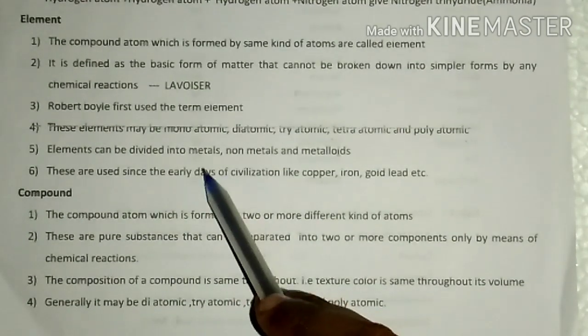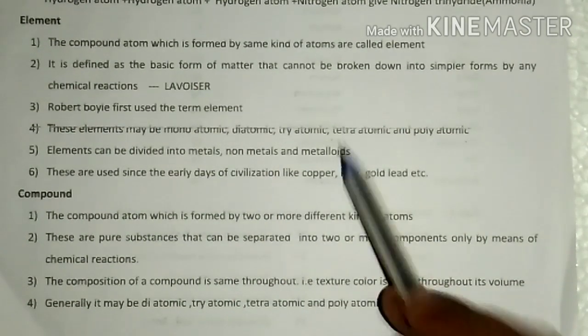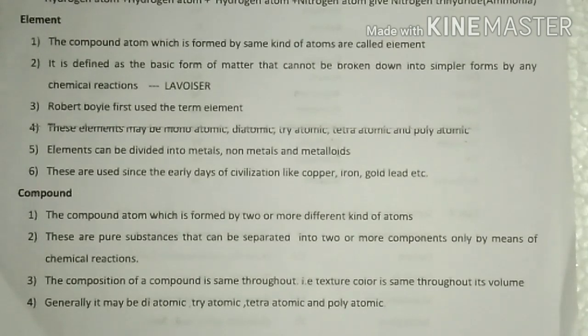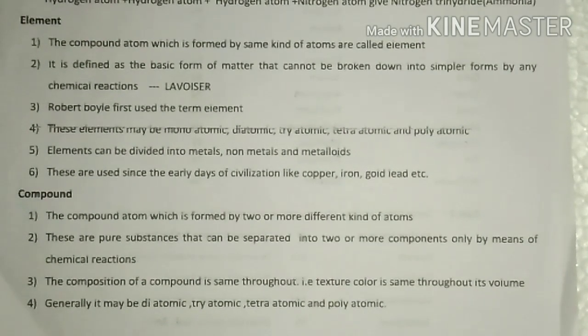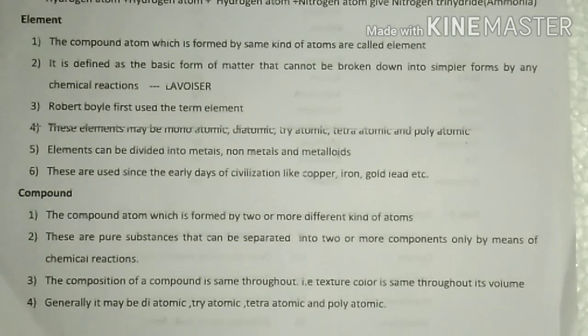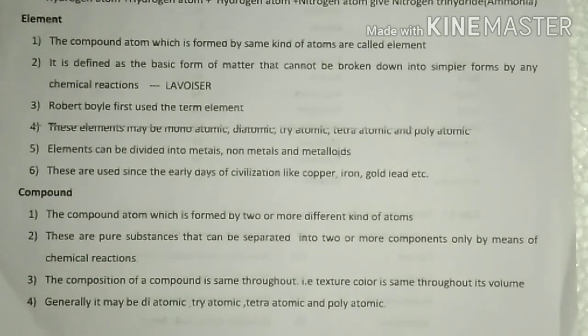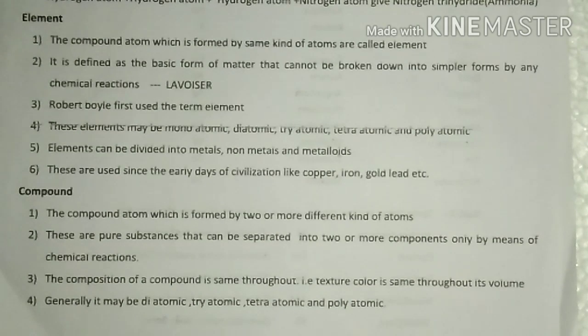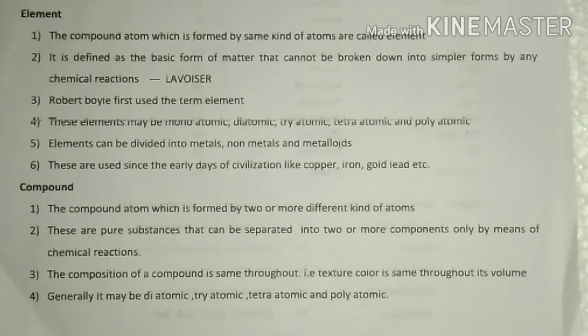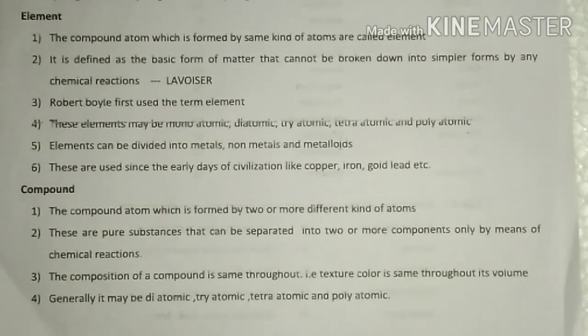Elements can be divided into metals, non-metals and metalloids. These metals, metalloids and non-metals have played a very important role in the development of human life. If you observe the Harappa and Mohenjo-daro ages, they used copper vessels. Even in kingdoms like the Gupta kingdom, they used gold coins, copper coins and silver coins as money. Means elements played a very important role.